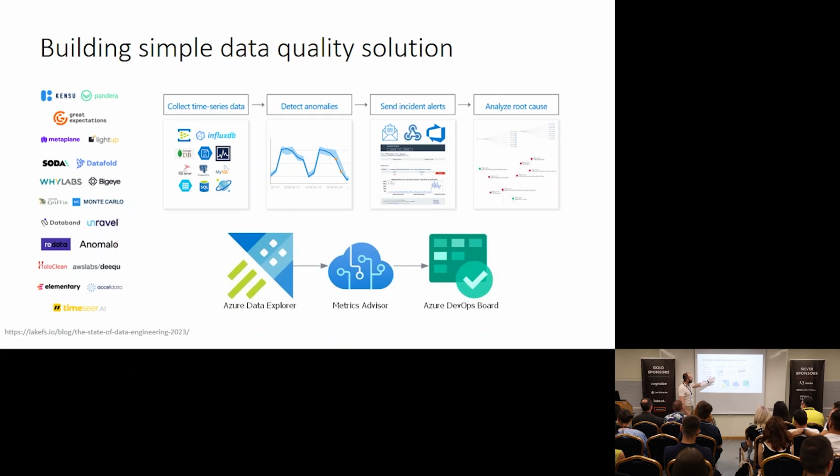Then you detect anomalies, then you send an incident, like an email, or maybe you send something in Slack or whatever to the corresponding team that, okay, something's wrong, and then the team can come and analyze if this tool allows you to do root cause, or maybe you will do root cause analysis yourself.